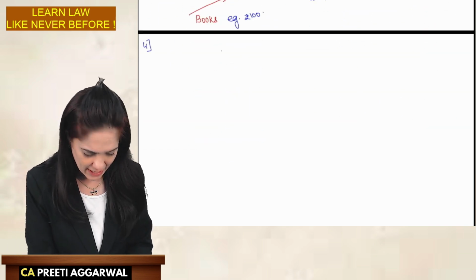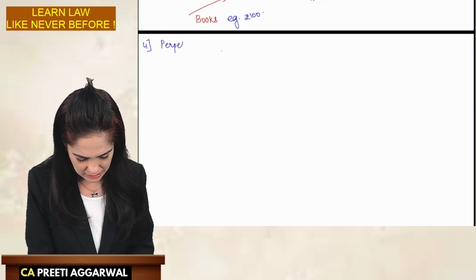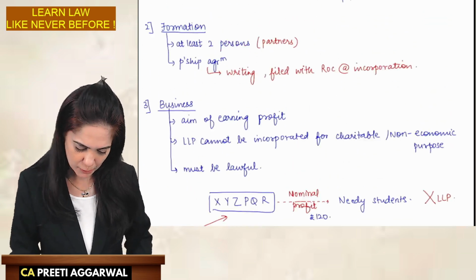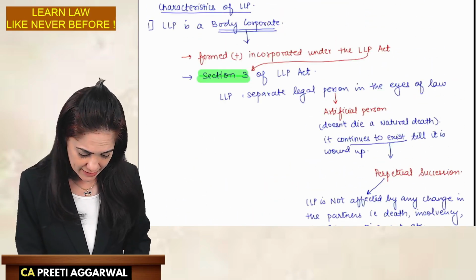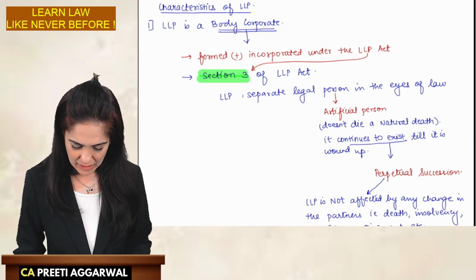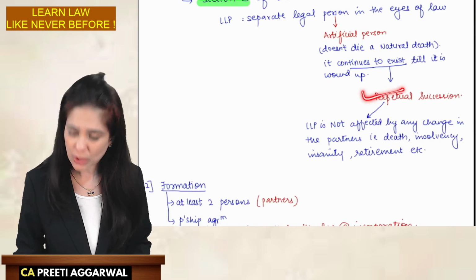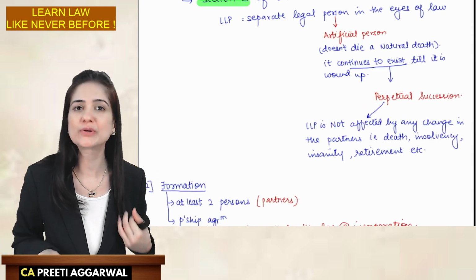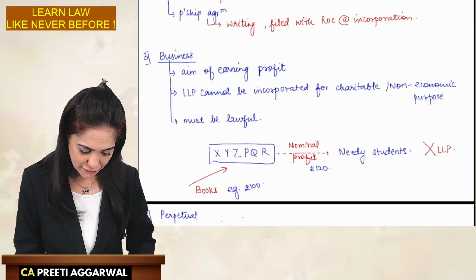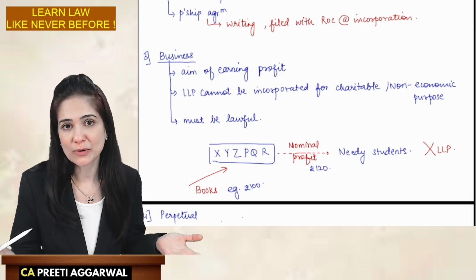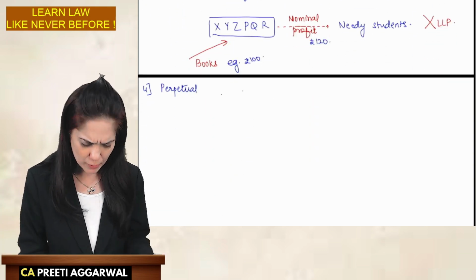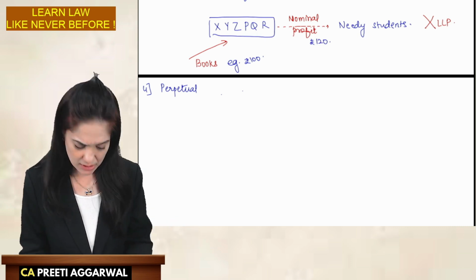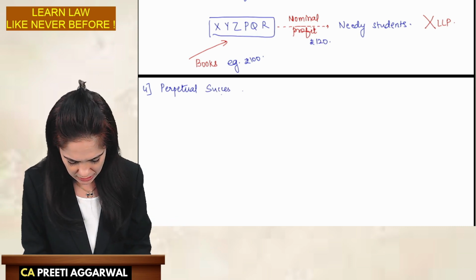The next characteristic that we will discuss is perpetual succession. See, we are connecting all the points so beautifully. It is a body corporate. It's an artificial person. These are all the characteristics which we are going to discuss. How to form, for what purpose can you incorporate. So these are all related points. You will be able to learn them very easily. Perpetual succession.